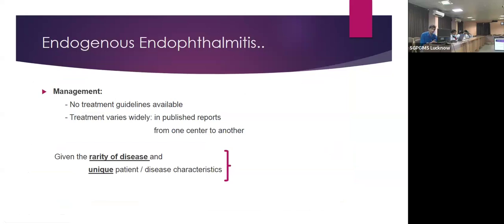And for the endogenous endophthalmitis, now the ophthalmologist part, here is the same problem. No treatment guidelines are available, because of the rarity of the disease, which is one factor. Another factor is that the time the patient is identified properly, diagnosed properly, is very late actually. At that time it's very difficult to treat these patients, and therefore treatment varies widely. Mostly it is individualized treatment we are doing at present. From center to center, their past experiences decide the treatment rather than any standard fixed treatment beforehand.